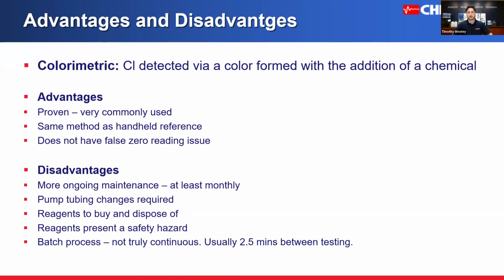As we said, those detect the chlorine via a color change in the water. It's an extremely commonly used method. I would say the most commonly used method. And it is the same method as a handheld reference. So if you have a benchtop unit in the lab that you're verifying things against, this uses that same DPD colorimetric method to measure chlorine.